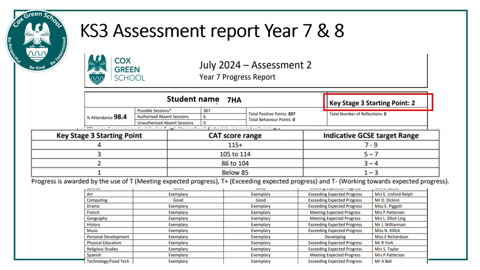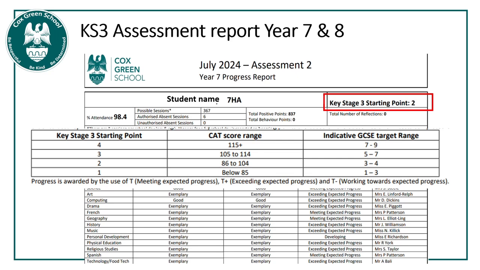4 being those students who get the highest score, so 115 plus on average, 3 just below, between 105 and 114. If they're in Key Stage 3 starting point 2, they'll have an average CAT score between 86 to 104, and then Key Stage 3 starting point 1 is a CAT score of under 85. Now, these ranges do give an indicative GCSE target range. However, it is purely indicative.